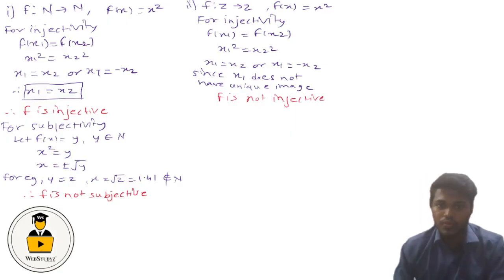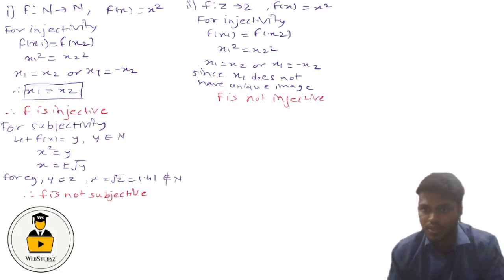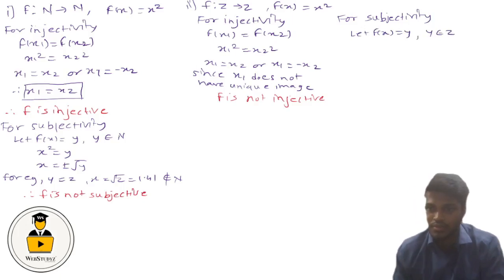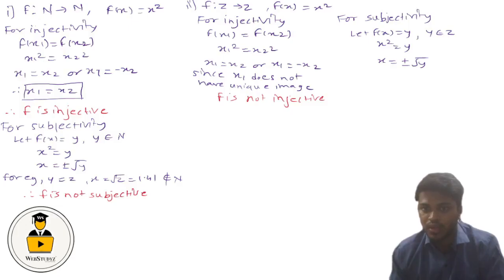Now we will check whether f is surjective or not. For surjectivity, we will assume that f of x belongs to y, where y belongs to integers. So x square equals y, so x will be plus minus root of y. Now since y is an integer, it can be positive and it can be negative.